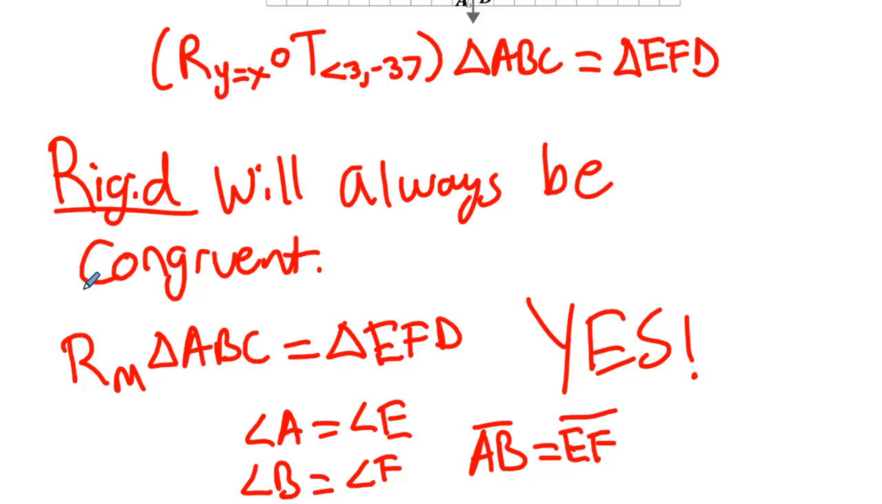So if it's any type of rigid transformation, yes, it will always be congruent, because we know that in rigid transformations, side lengths and angles are preserved, all right?